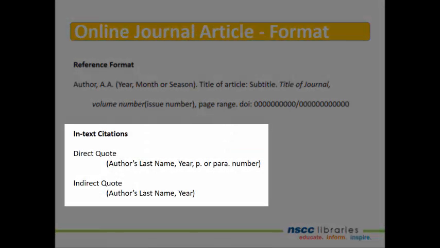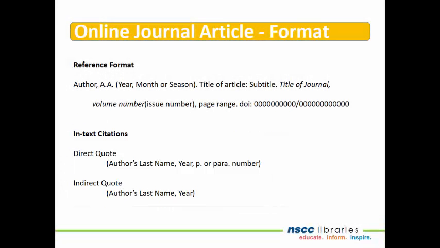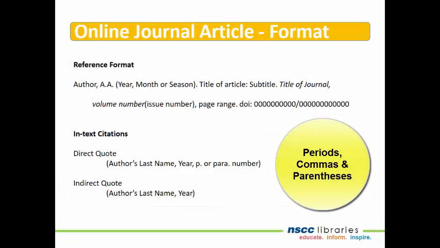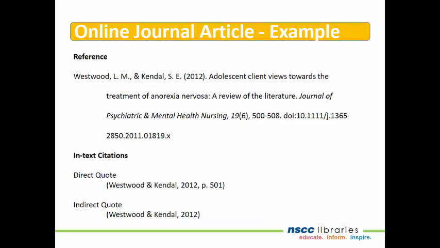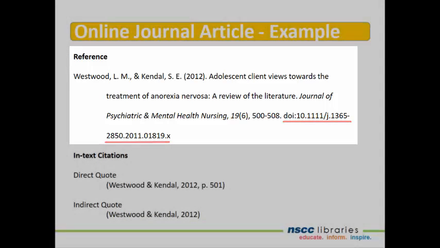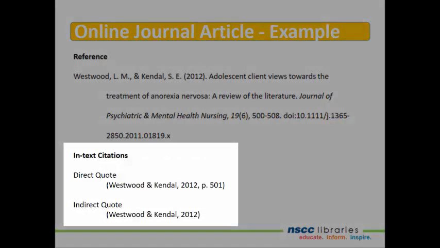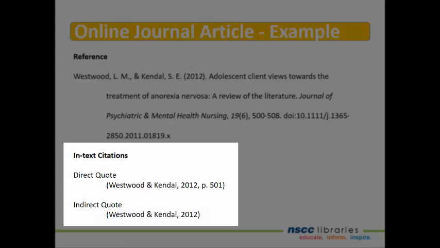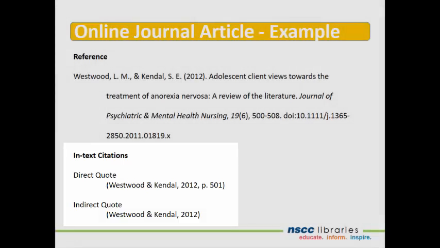Note the format of both the direct and indirect in-text citations. Note the use of periods, commas, and parentheses throughout the example. In this example of an online journal article, note that there is no period after the DOI number. The in-text citations for direct and indirect quotes follow the standard format.